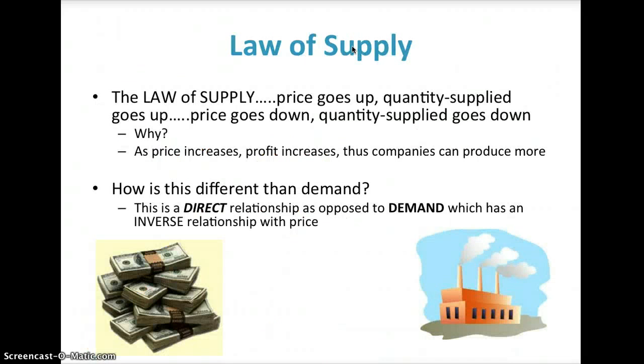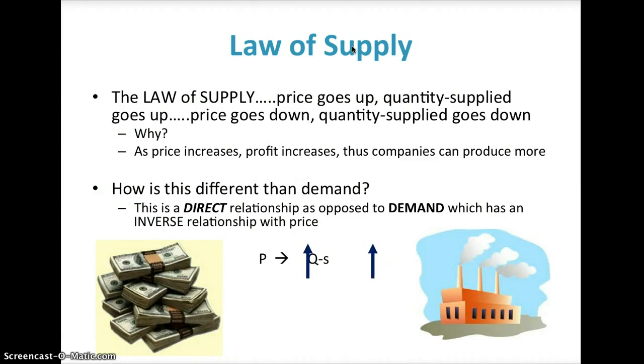So yesterday we talked about the law of demand, which has an inverse relationship, right? One goes up, the other goes down. The law of supply works together. So price goes up, the quantity supplied goes up. If the price goes down, quantity supplied goes down. Why? That doesn't seem to make sense off the top of our head, but it does actually. So as price increases, the producers are making more money off of each product sold. So those companies then can turn around and produce more. Right? This is a direct relationship as opposed to demand, which has that inverse relationship.